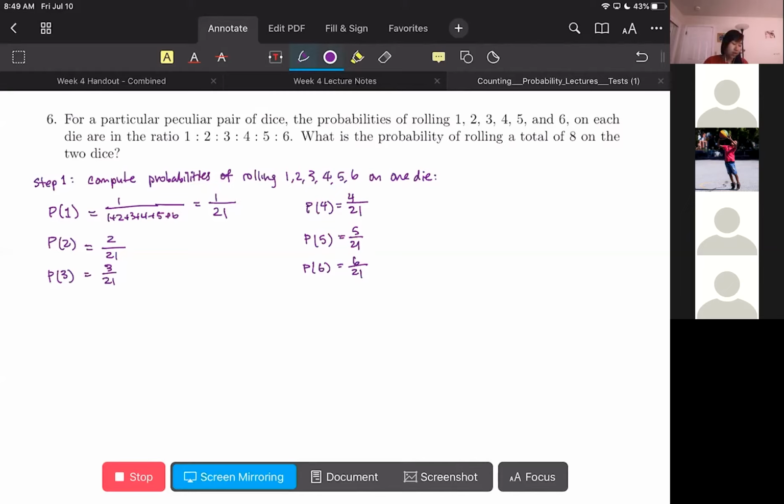Cool. So now for step 2, now that we know the probabilities of rolling the individual numbers, we want to compute the probability we roll an 8 in total on 2 dice rolls. So how many ways can we roll a total of 8?